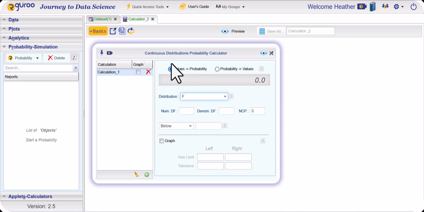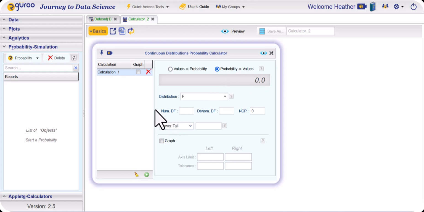So the first thing we want to think about is, are we feeding this the F value and asking it for the area under the curve, or do we know the area under the curve and want to know what F value is associated with that? If you're doing a one-way ANOVA hypothesis test, then you are going to feed into this calculator the significance level, or the alpha, and ask the calculator to produce the F value that is associated with that area under the curve. So that is the option that you want.